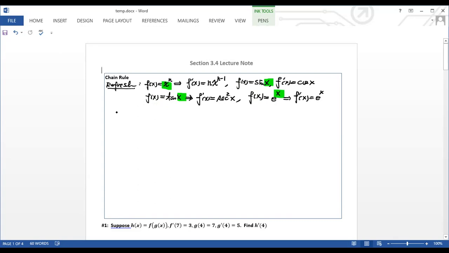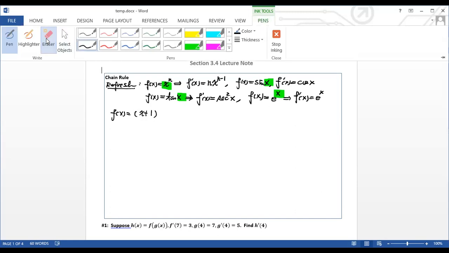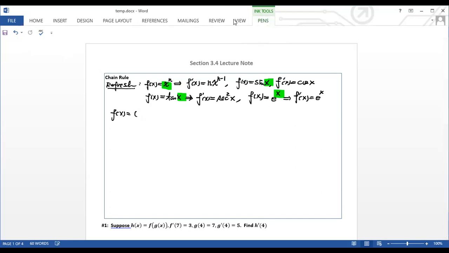How about if I have a function where f of x is equal to, let's say, x plus 1? Let's make it a little bit more complicated. Let's say we have 3x squared plus 1, to the 5th power, and I want to find f prime x. How do I do that?